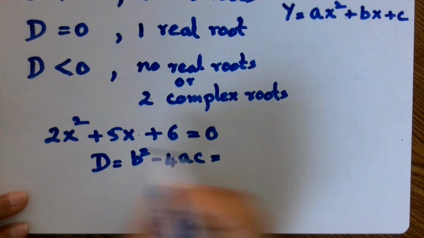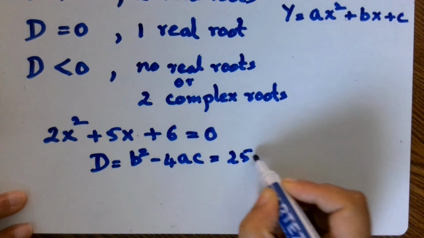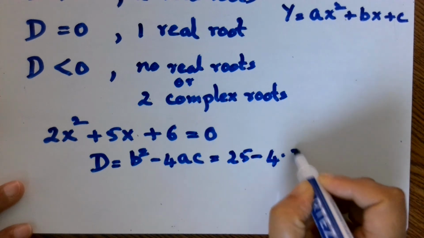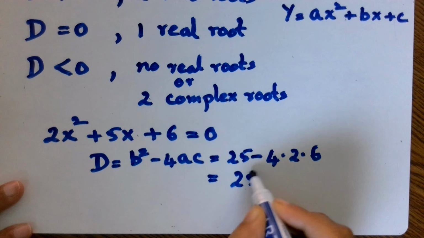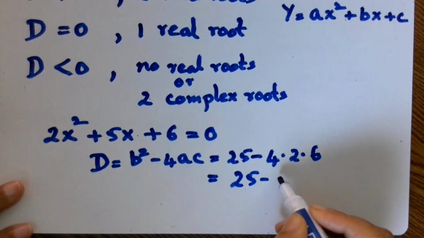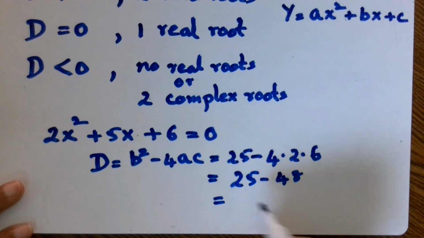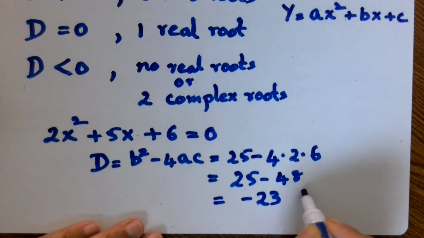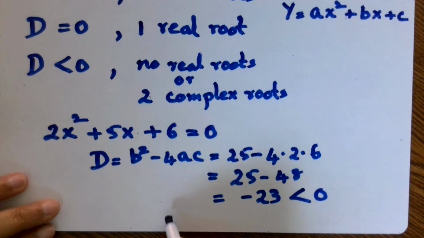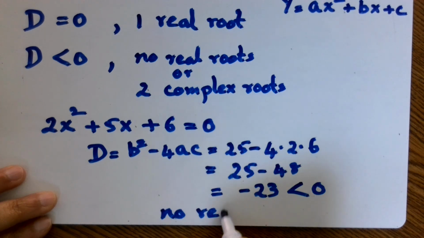Now if you substitute your b here, that gives you 25 minus 4ac. That's 25 minus 48, which is a negative number, negative 23. Now the discriminant is less than 0, so we can say no real roots for this problem.